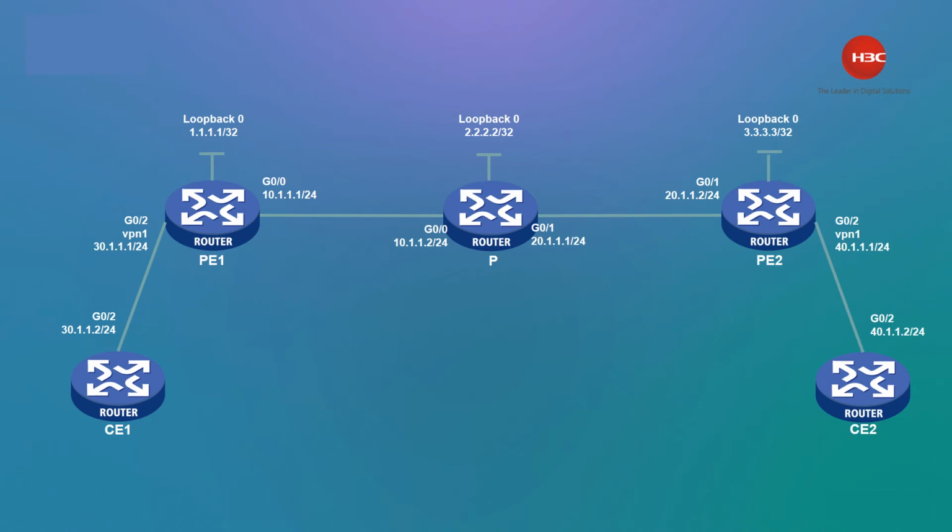As shown in the figure, CE1 and CE2 belong to the same VPN1, and the operator devices are PE1 and PE2. There is also a P device on the backbone network. For this network, we will go into the configuration details below.